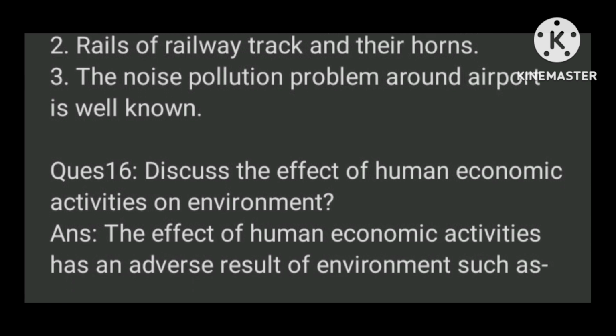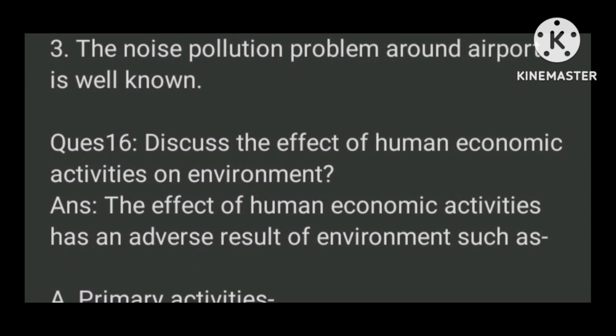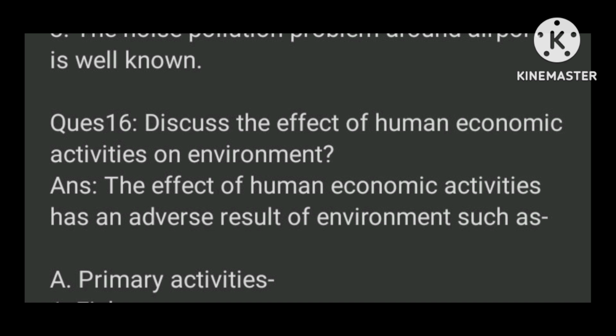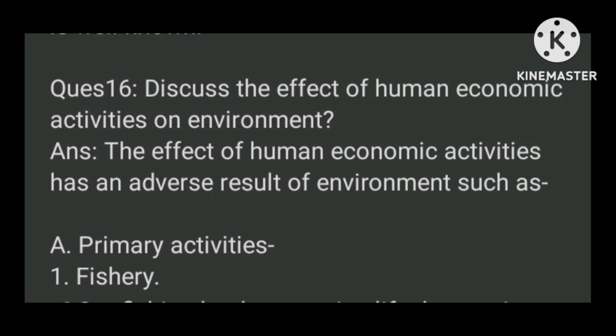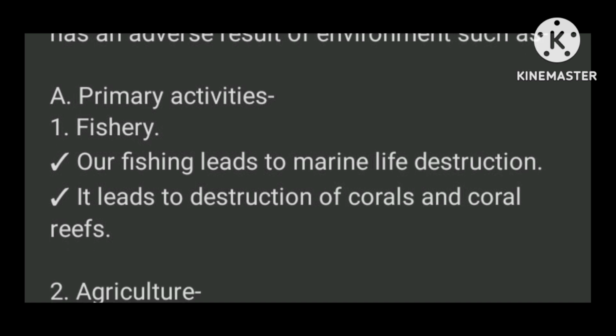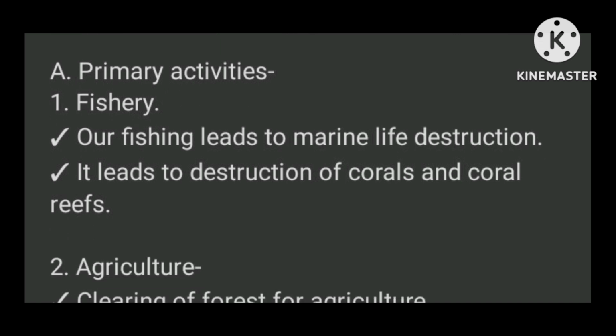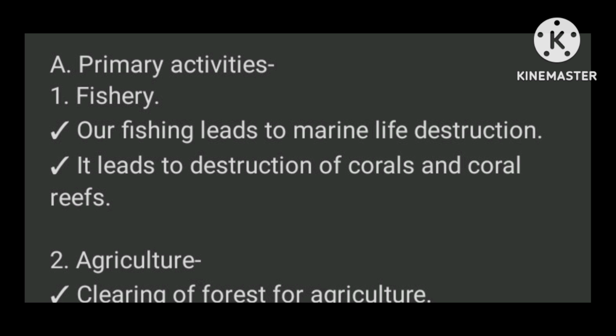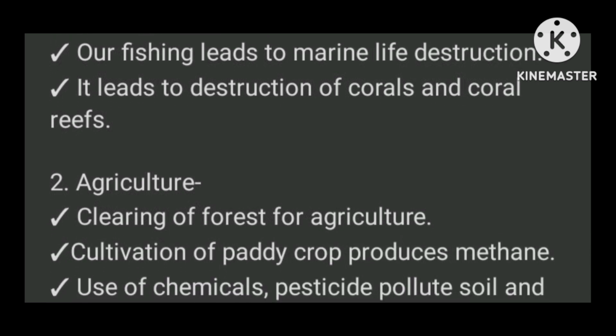Question number 16. Discuss the effect of human economic activities on the environment. Answer. Human economic activities have an adverse effect on the environment, such as primary activities. First, fishery. Overfishing leads to marine life destruction. It leads to destruction of corals and coral reefs.